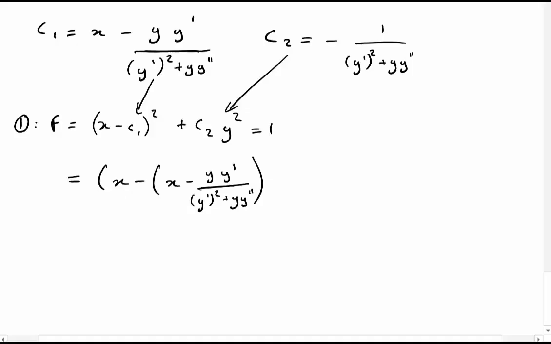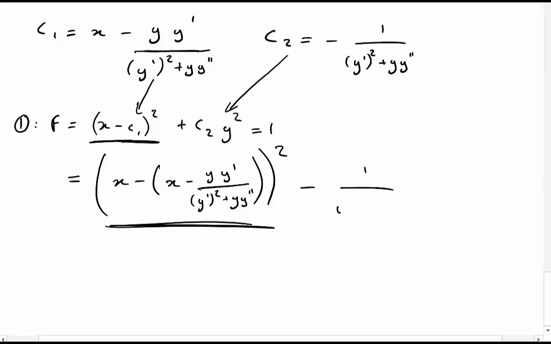That's all squared in there. There we go. So that's that first bit dealt with. Okay, plus c2, which is minus 1 over y dash all squared plus y double dash, okay, times y squared. So I'm just going to write the y squared on the top, is equal to 1.